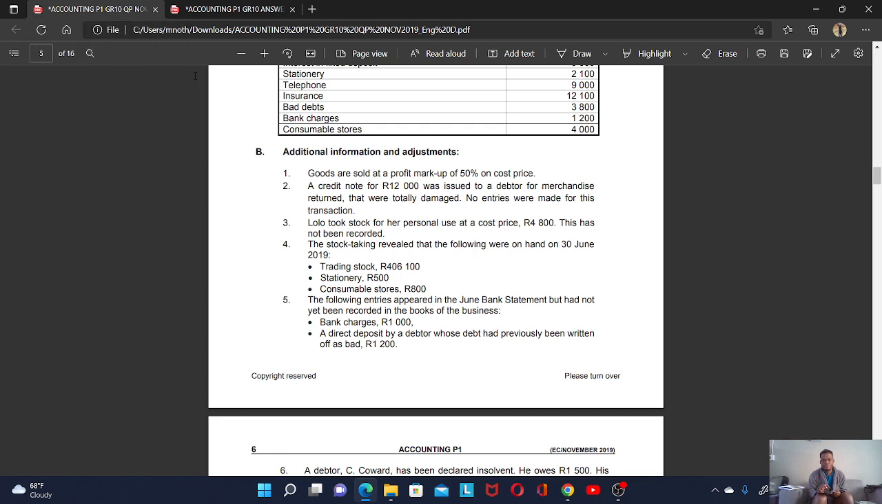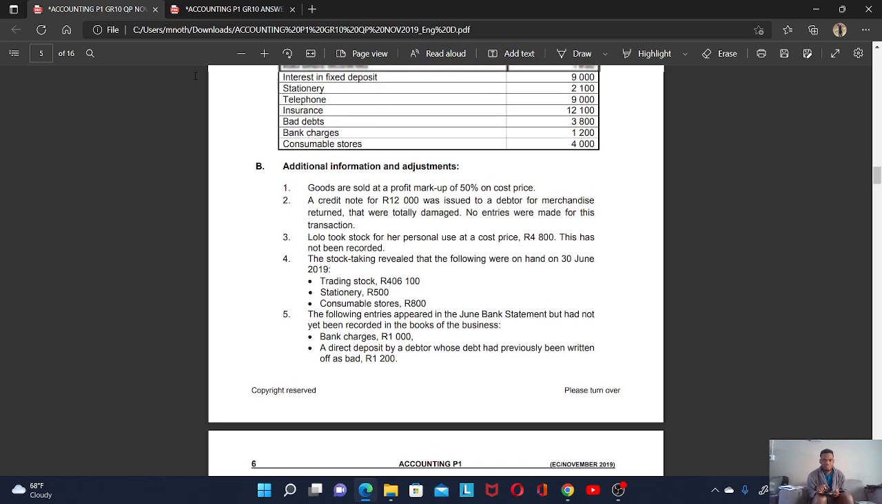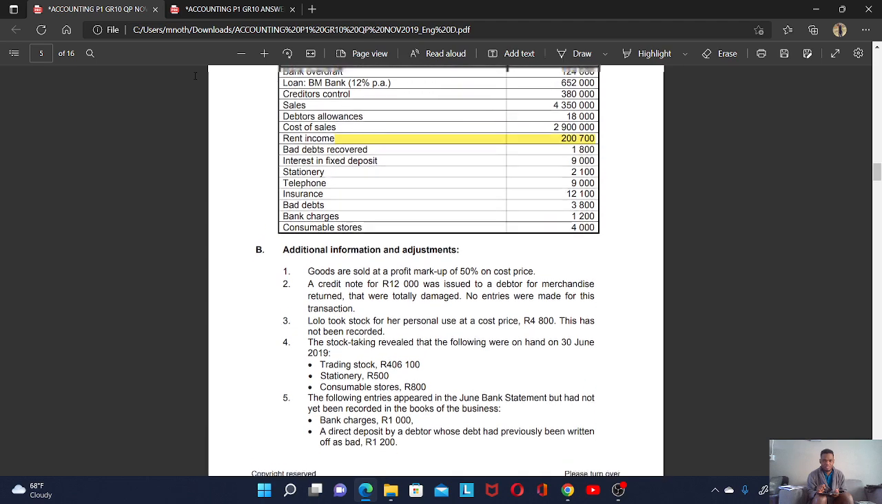Okay, this one, number one, credit notes. So this one is not affecting. Number three, loan to the store for personal use at a cost price 4,800. So Lolo is an owner of this business. If she is taking the trading stock, this means that your trading stock has to decrease, right?